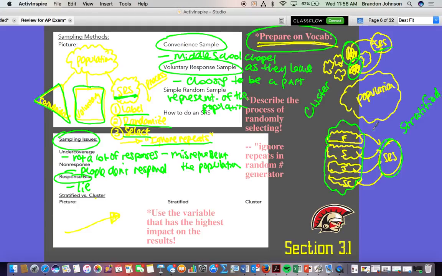Correct. Okay. So let's say right here we take 50 here, 50 here, 50 here, 50 here, right? To make 200. Over here in cluster, we would take let's say 100 are in each cluster. I take 2 clusters and sample everyone in that cluster. Correct. Okay. That's the difference between the two there.